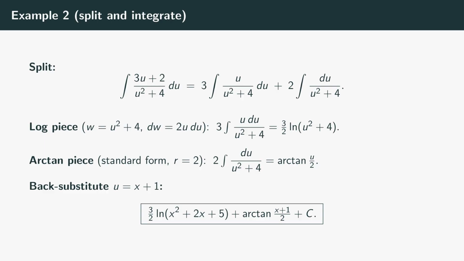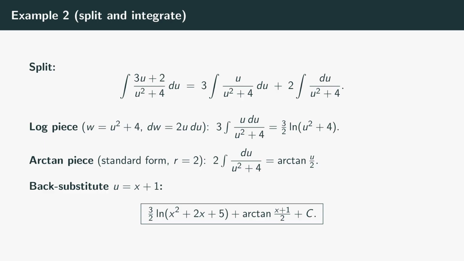Arctangent piece. Standard form, the integral of du over the quantity u squared plus r squared equals 1 over r times arctangent of u over r. Here r equals 2, so this is 1/2 arctangent of u over 2. Multiply by the 2 out front, and we get just arctangent of u over 2. Add them. The antiderivative in terms of u is 3 halves the natural log of u squared plus 4 plus arctangent of u over 2 plus c.